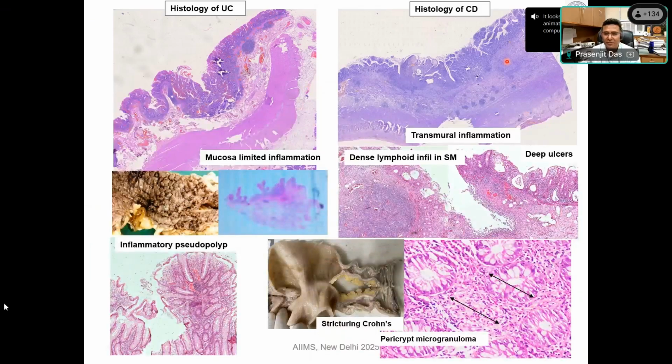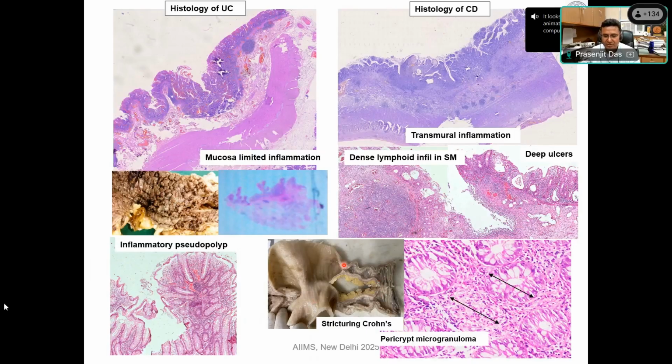And on full mount, you usually see it is mucosa limited. In Crohn's, the inflammation can go deeper down like tuberculosis. In Crohn's, the ulcer can be deeper, L-shaped like this. And pseudopolyps can be seen in both, but it is more common in UC like this. Why pseudopolyps? Because there are longitudinal ulcers and the intact mucosa in between, which is inflamed, and granulation tissue actually pops up like a polyp. That's why you call them pseudopolyps.